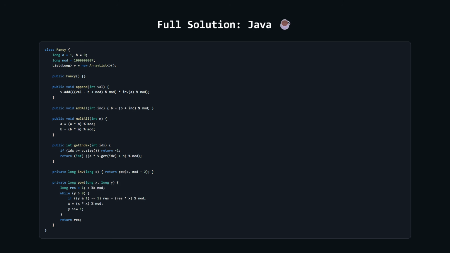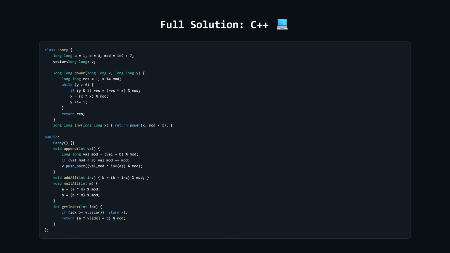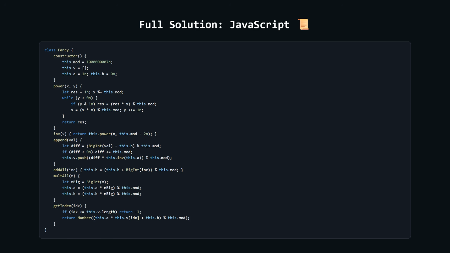Here is the full solution in Java. Notice in the append function, we add the modulo before taking the modulo again, exactly as we discussed to prevent negative numbers. Next up, here is the C++ version. Similar to Java, we have to carefully manage our modulo operations when subtracting B, ensuring we don't accidentally push negative numbers into our list. And finally, here is the solution in JavaScript. We have to use big int here because the numbers can get incredibly large before the modulo is applied, and standard JavaScript numbers would lose precision.